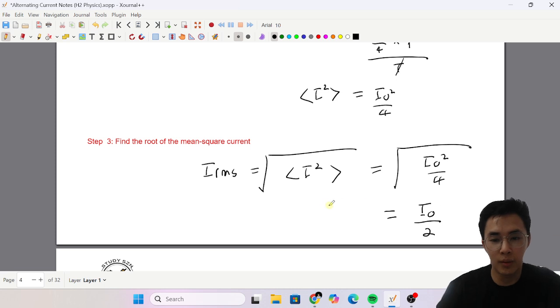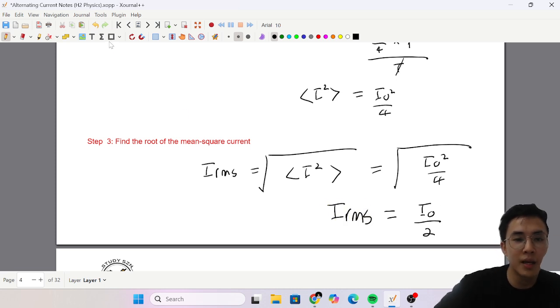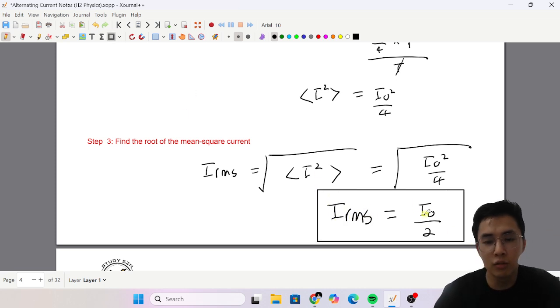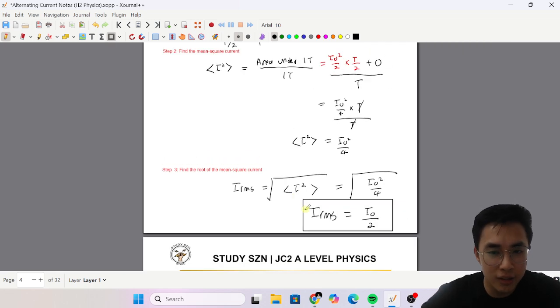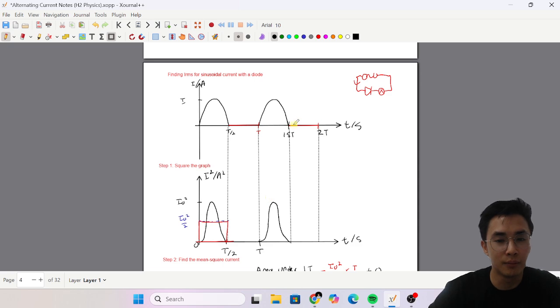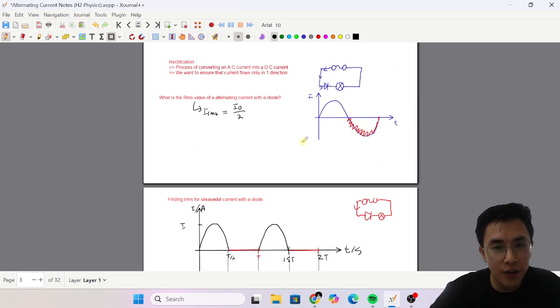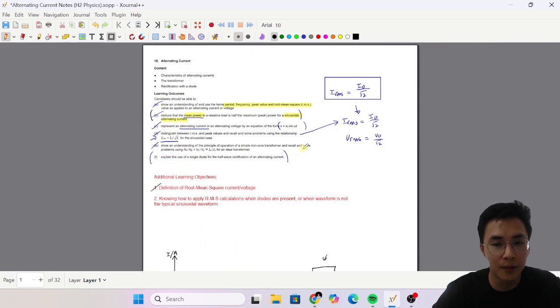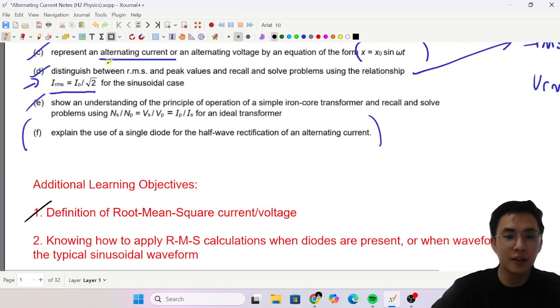Okay, so yeah, I hope this is easy. IRMS is I naught over 2 if there's a diode in a sinusoidal current or sinusoidal voltage. Yeah, so this is very, very common. Okay, so this is actually the last learning objective I have.